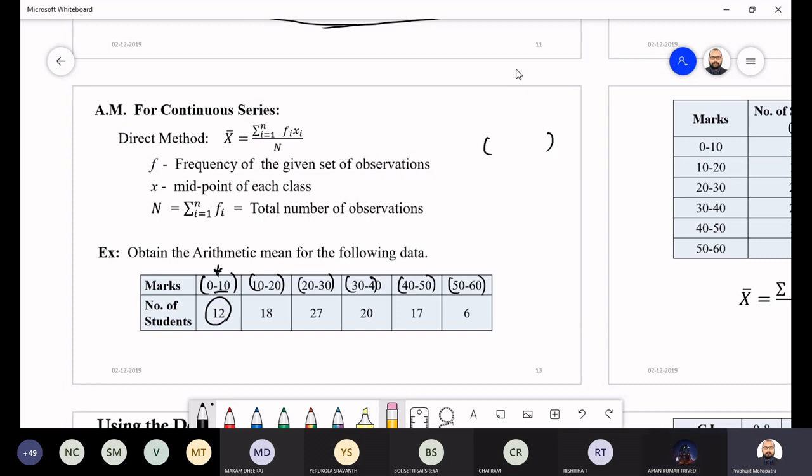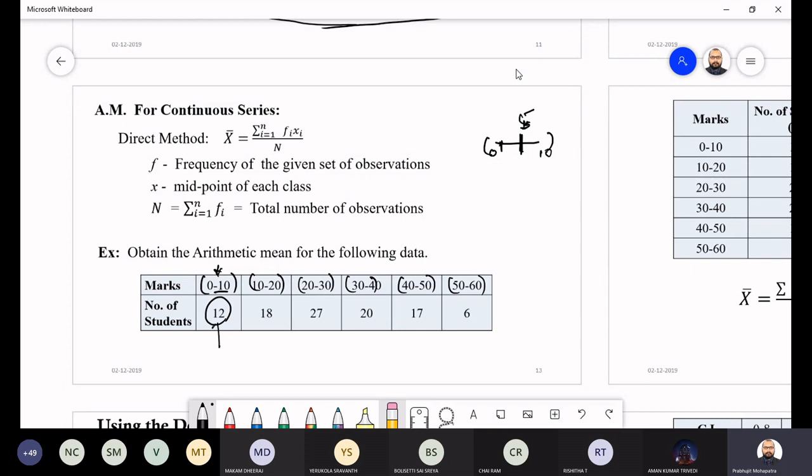If you are taking the middle point, that is representing the whole interval. See, 0 to 10, there are so many numbers. You cannot take one, you cannot take two, but if you are taking the mean, or the center position, that is representing the whole interval. We don't know what the exact numbers are. It is saying that 12 numbers are there between 0 to 10. It may be 1, it may be 9, it may be 7.